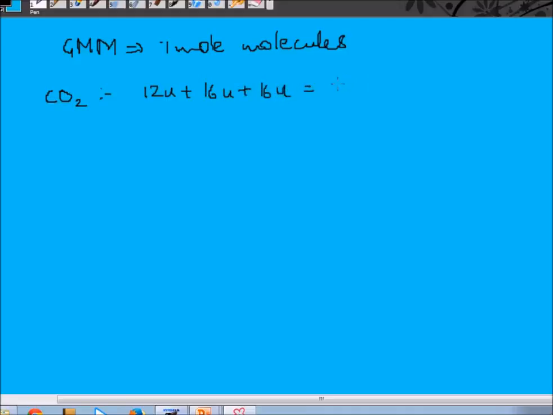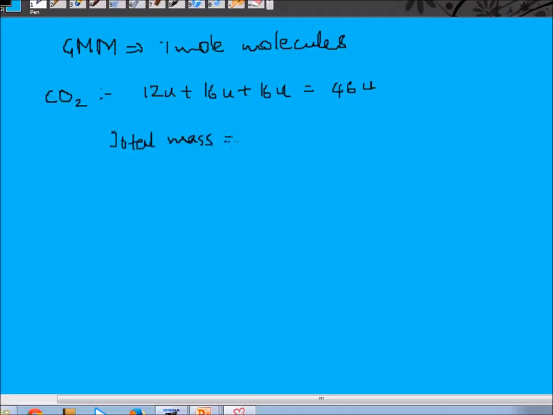So total mass is 44 U. So carbon dioxide has a molecular mass of 44 U. This is the mass of one single molecule of carbon dioxide. Now you have to calculate its gram molecular mass. Gram molecular mass is the mass of 1 mole of molecules.